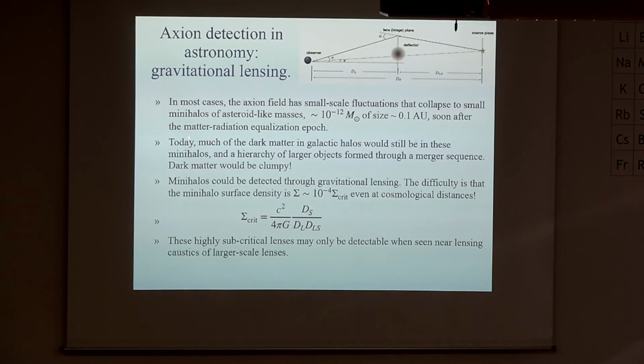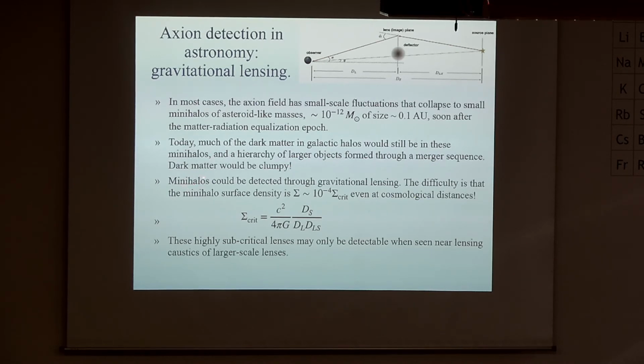So today, much of the dark matter in galactic halos, like the halo of the Milky Way or clusters of galaxies, would still be in these mini halos. So at least some fraction of the dark matter would be in these mini halos. Other dark matter might be more diffuse. Not all the dark matter accretes on these mini halos. So the halos merge, then they get disrupted, so they can get diffuse again. But some fraction at least would be in these mini halos. And the hierarchy of larger objects, halos of mini halos and so on, formed through a merger sequence. So dark matter would be clumpy.